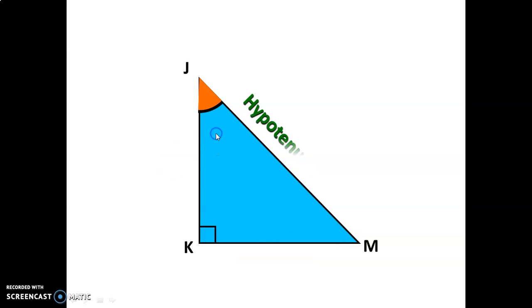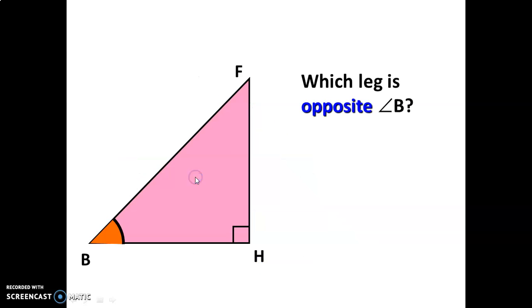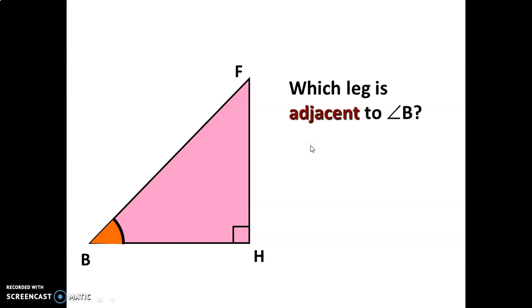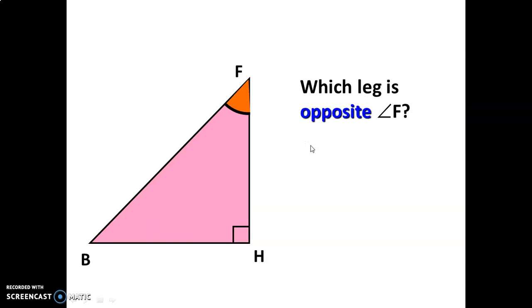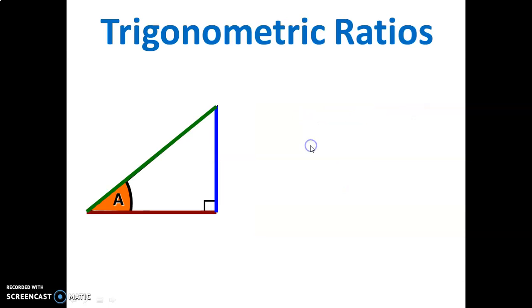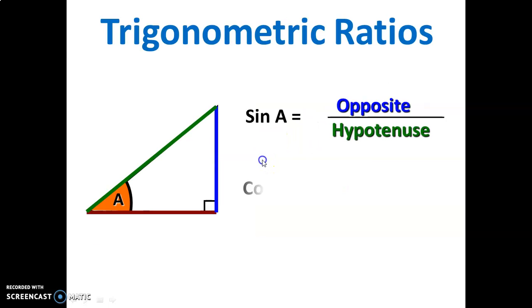So what is this one called here? What is JK? Well, that's the adjacent side. How about KM? Opposite side. Which leg is opposite angle B? FH. Which leg is adjacent angle B? BH. Which leg is opposite angle F? BH. Which leg is adjacent angle F? FH.